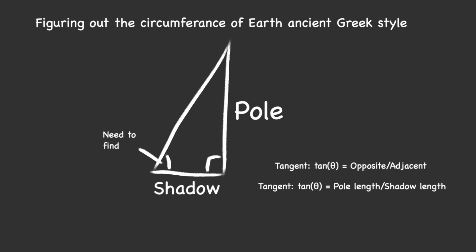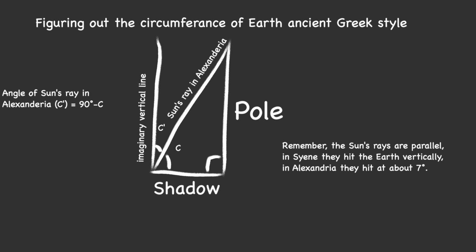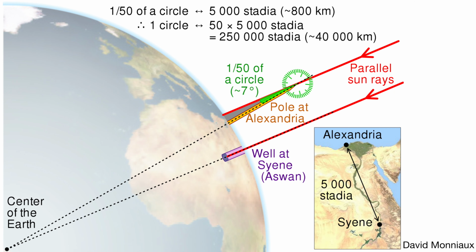Now, if you know the length of a rod and the length of the shadow, you have two legs of a triangle, which you can use to calculate the angle of the sun's rays. You do this and you come up with a number of about 7 degrees, which is approximately 1/50th of a circle. And you know the distance you walked from Sinai to Alexandria, and thus you can get a distance and multiply that by 50, and you get the circumference of the Earth. And you're only off by 10% in 240 BC.